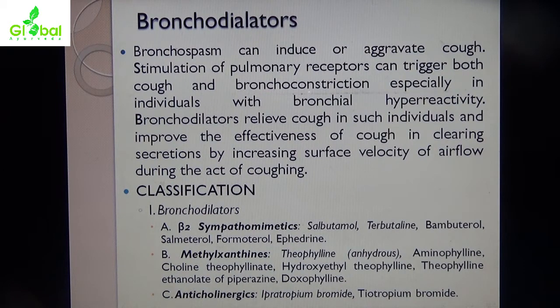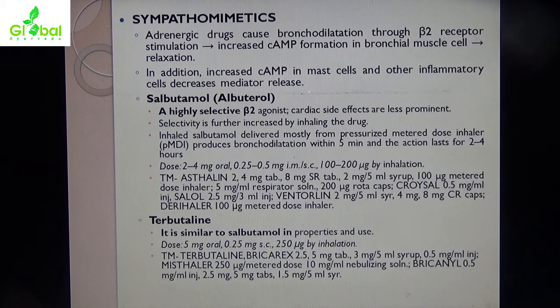Now the classification of bronchodilators. Bronchodilators are classified into three groups: beta 2 sympathomimetic drugs, in which salbutamol, terbutaline, bambuterol, salmeterol, formoterol and ephedrine are grouped. Then methylxanthines: theophylline, aminophylline, choline theophylline. Then anticholinergic drugs, that is ipratropium bromide, tiotropium bromide, and so on. So now we will see sympathomimetic drugs.